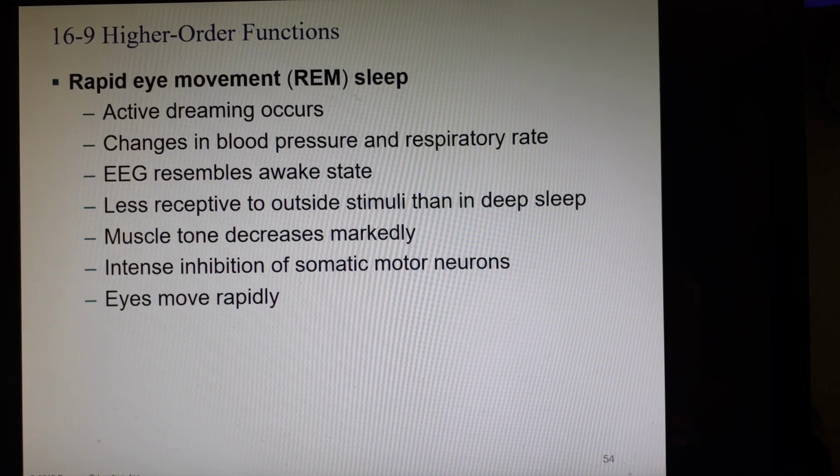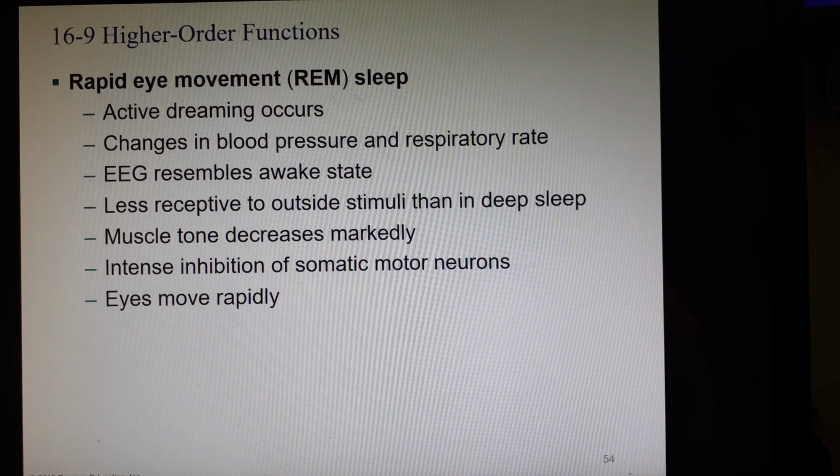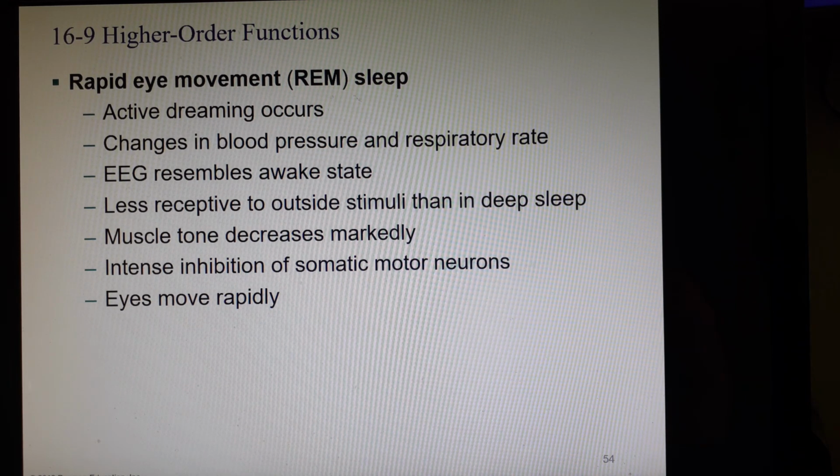Okay? Rapid eye movement sleep is where your dreams occur. Now, if you did not temporarily paralyze your body during REM sleep, your body would carry out all of the things that you are dreaming about. In fact, anybody who doesn't completely paralyze themselves minus their eyes and breathing apparatus will perform sleepwalking, right? So REM sleep is where active dreaming occurs. It causes changes in blood pressure and your respiratory rate.